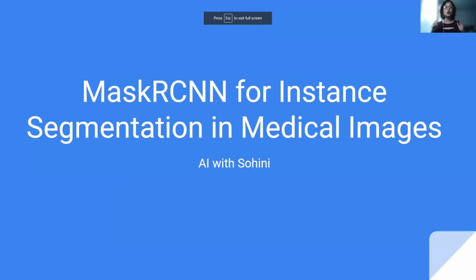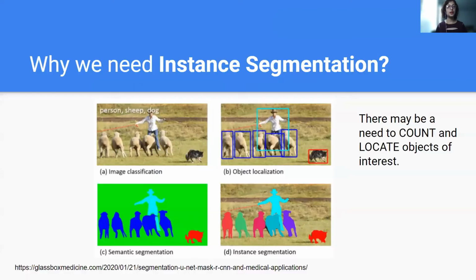All right, so let's start by first looking at what MaskRCNN is, what instance segmentation is, and how we can actually go about utilizing it. So first off, let's try to understand the why. Why are we covering this topic today?